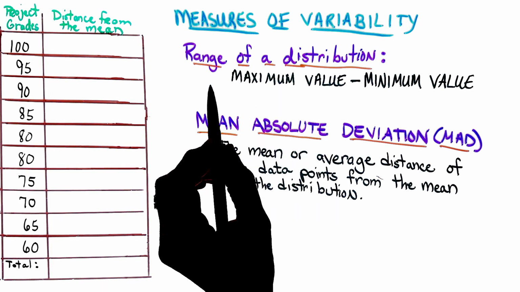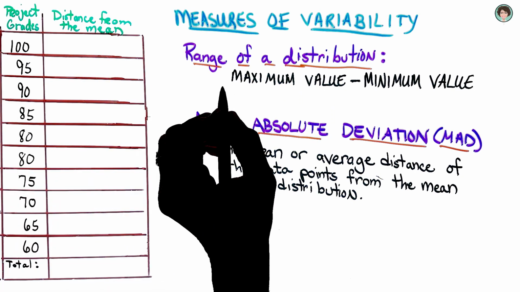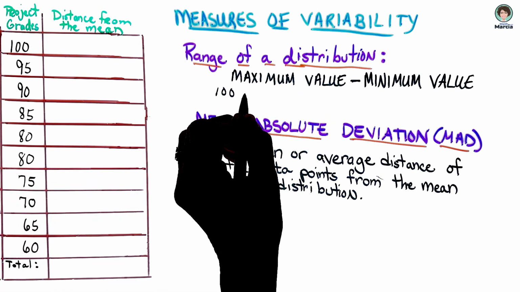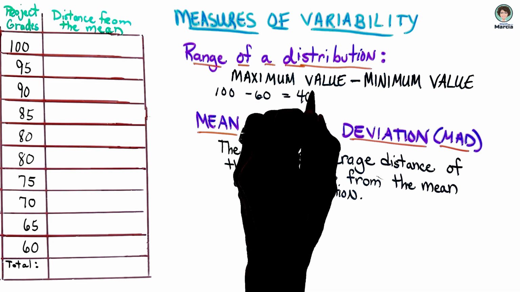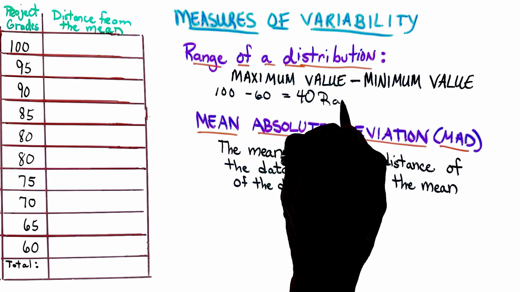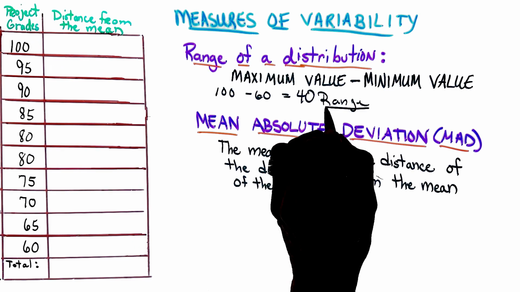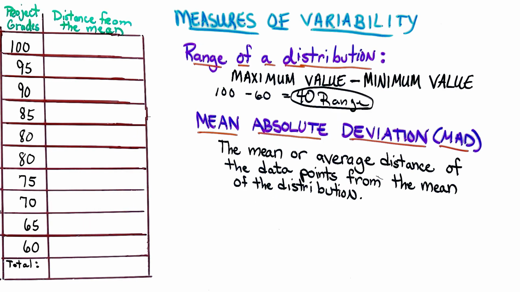The range of distribution with this data is just 100 minus 60. And so we know that our range is 40. So a perfect score on a project, not so good, but the range is 40.